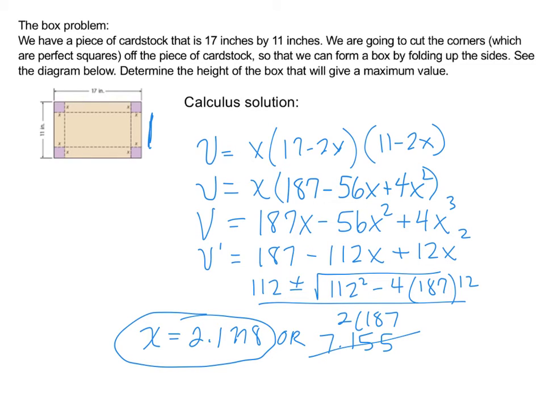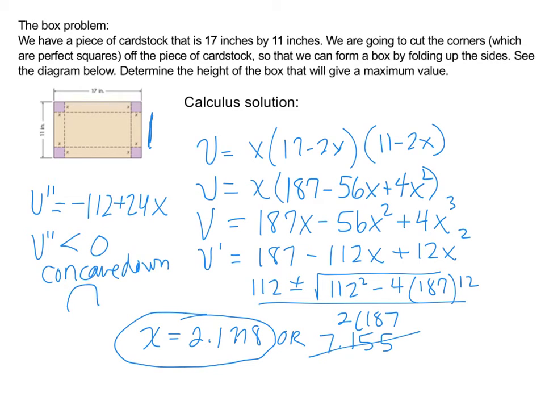We can verify that this is a maximum value if we take the second derivative, right? And the second derivative would be negative 112 plus 24x. And if I put the value in there, the value is negative, right? So that would mean that the second derivative is negative and concave down. And if it is concave down in that interval, that would indeed be a max. So that would be our solution.